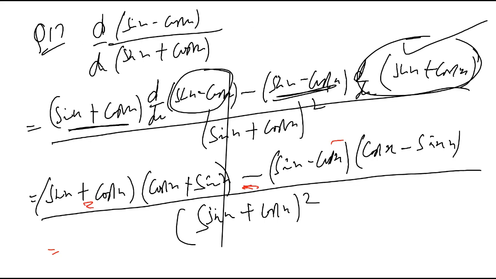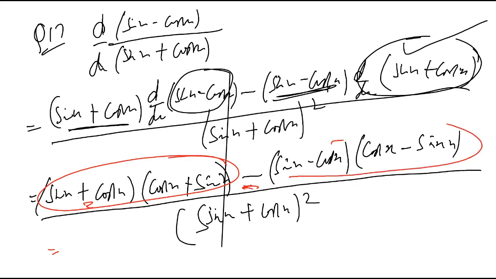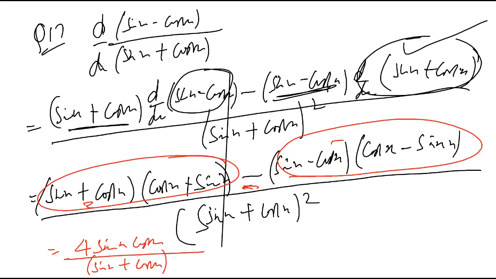Now here you are having 2 sine x cos x in this part. Now in this part you are having minus 2 sine x cos x, but because of the negative sign it will come again minus, and you will be having plus. It will give you 4 sine x cos x in the numerator. Only thing which is left is 4 sine x cos x in the numerator, and in the denominator you are having (sine x plus cos x) whole square. This is the required part. Okay, clear?